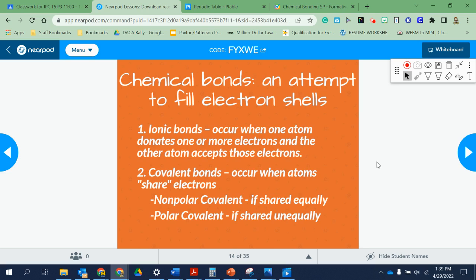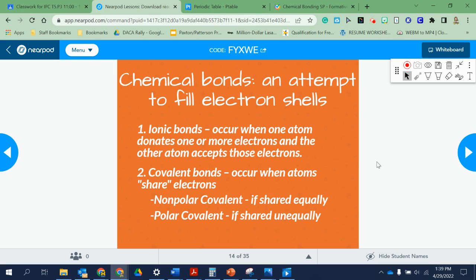And remember, if an atom gives away its electrons, it's overall going to become positive, right? Because it's getting rid of negative things. And if another atom accepts those electrons, it's going to become overall negative because it's taking in negative charges, right? So one becomes positive, one becomes negative, and opposites attract, and so that is ionic. Covalent occurs when atoms share electrons. I always think of covalent and cooperate, so that's what helped me remember that.